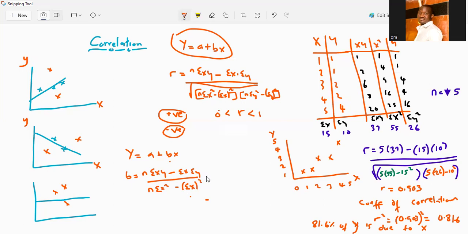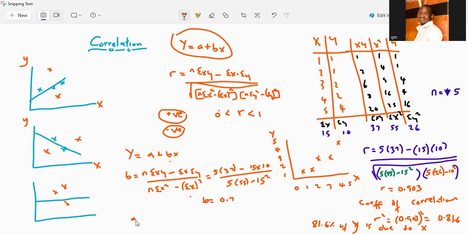So in this case, our n is what? 5. xy is similar to this, the green one only. So 5 times 7 minus 15 times 10, over 5 times 55 minus 15 squared. So when you calculate that, you're going to have our b to be 0.7.